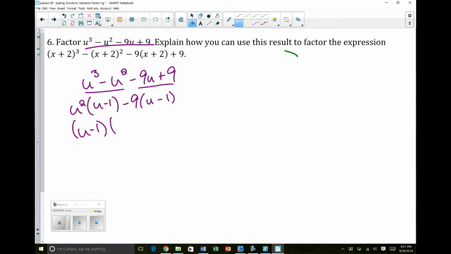What am I left with after I undistribute that u minus 1? I'm left with u squared minus 9. Well, what's u squared minus 9? That's the difference of perfect squares. U plus 3, u minus 3.